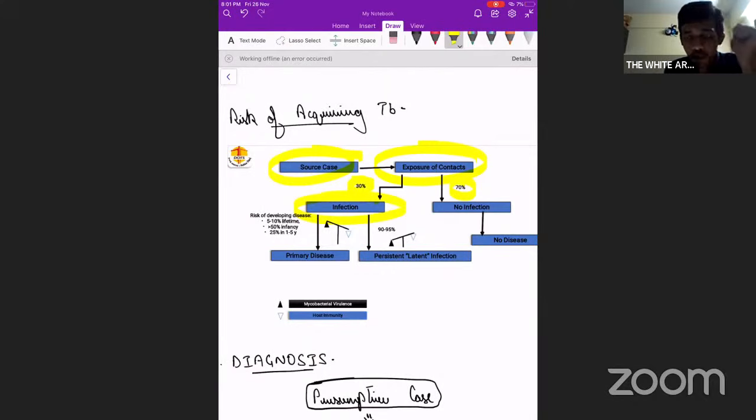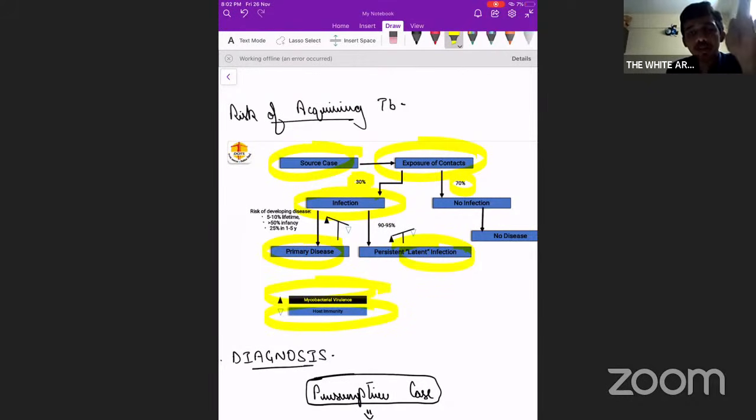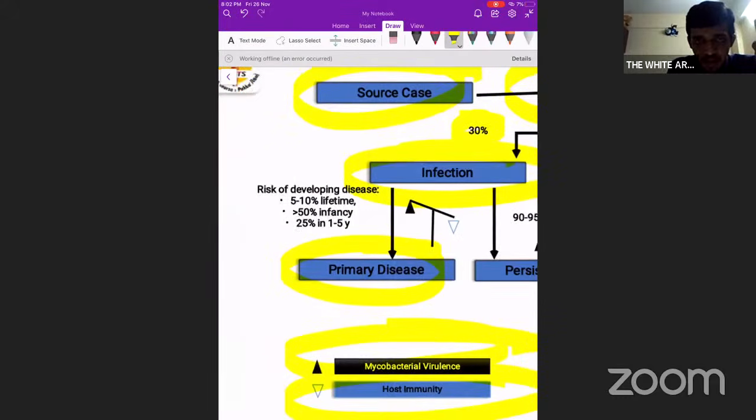And among the infected, who will develop disease? Only around 5 to 10% of them will develop disease. So a very small number of them will develop primary disease. The rest will develop latent infection. Depending on the mycobacterium virulence and host immunity, whichever plays a major role, they will either develop primary disease or latent infection. So the lifetime risk of developing disease is just 5 to 10%. But in infancy, it is as high as 50% because the immune system is still not developed, and 25% in 1 to 5 years because the immune system is still developing.